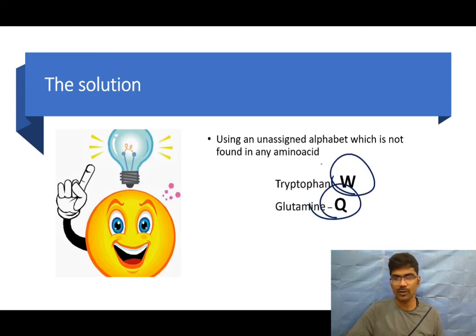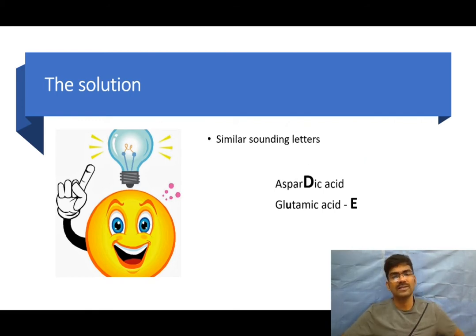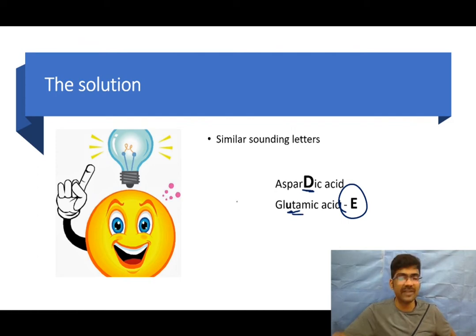Q is for glutamine. And similar sounding letters, like for aspartic acid, when you pronounce this, it can be aspartic acid, right? For glutamic acid, it can be glutamic acid. So E for glutamic acid. Otherwise, see aspartic acid, the pronunciation is matching, right? So D for aspartic acid.